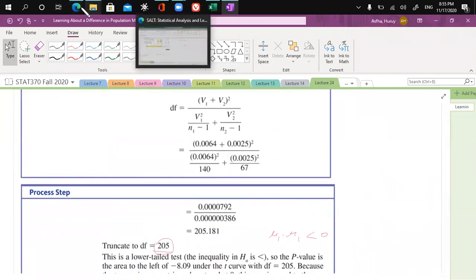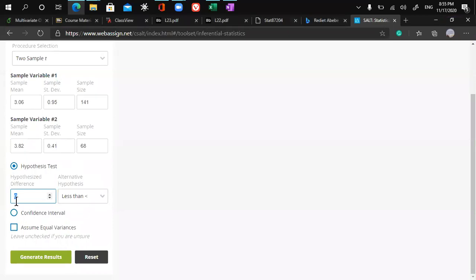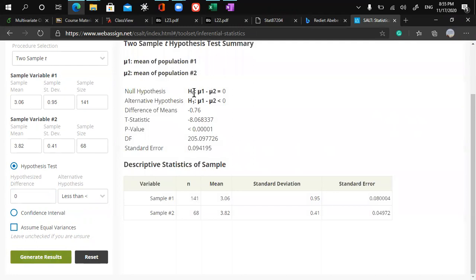All right. Now we have less than. I'm not going to change this zero, so generate results. And here we have the hypothesis. This is the numerator. The test statistic is this one, and we got the same value. And the p-value, you see, is very, very small, almost zero. And this is the degrees of freedom. And the truncated becomes 205. And well, based on this one, then we take the decision. This is what we need from this result.